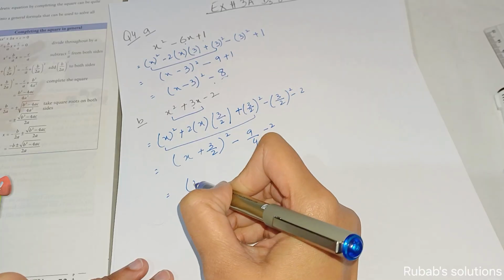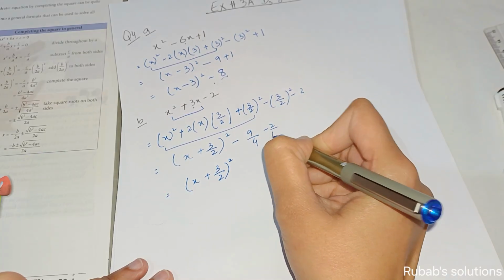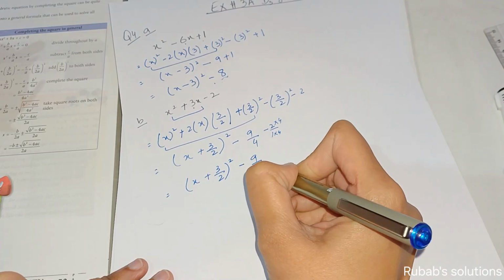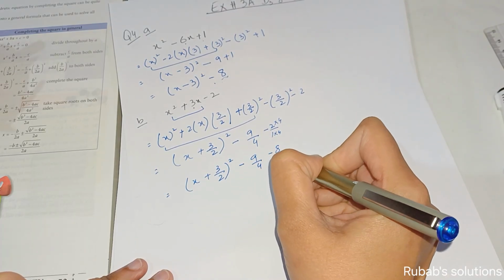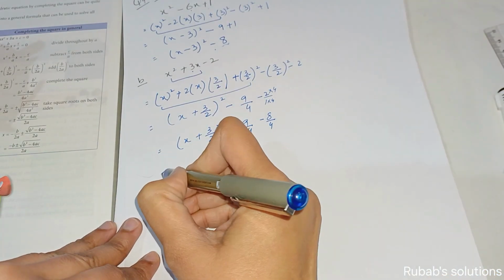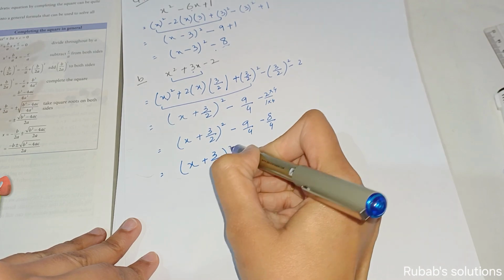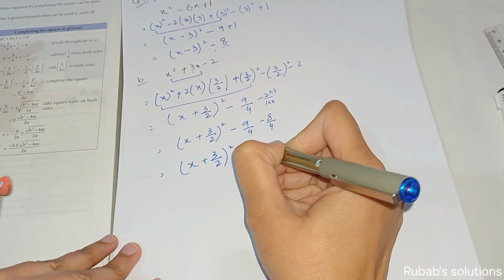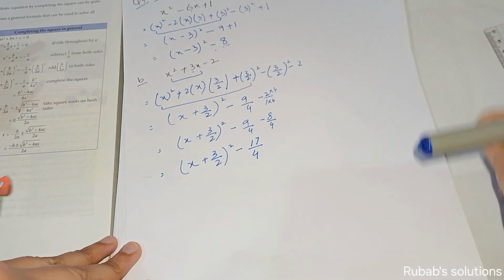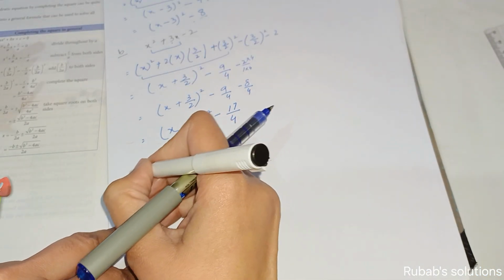This will remain as it is, that is x plus 3 by 2 whole square. By taking the LCM it will be multiplied with 4. So minus 9 by 4 minus 8 by 4. Now the denominators are the same, so I can add them. X plus 3 by 2 whole square minus 8 plus 9 is 17 by 4. This is your final answer. You have to simplify till the end.